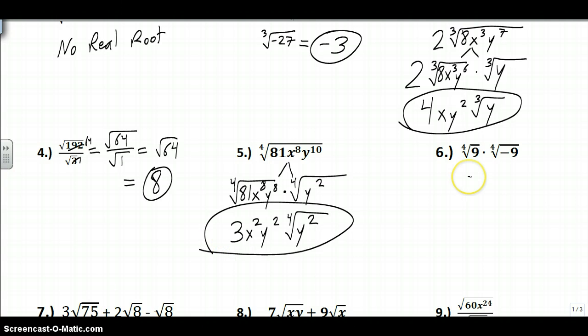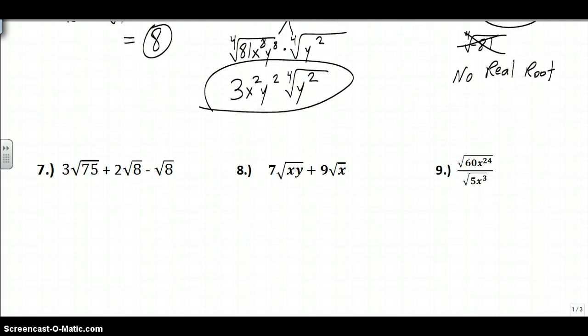Okay, so number 6, we have the 4th root of 9 times the 4th root of negative 9. Uh-oh, 4th root of negative 9. You can't do that. You can't take even roots of negative numbers. So even if you tried to multiply those together, you still couldn't take the 4th root of negative 81. It wouldn't work. So this is no real roots again. Okay, so be on the lookout for that. All right.